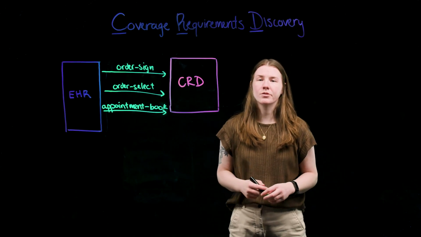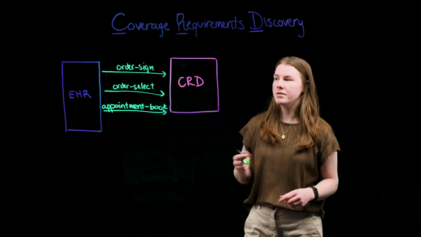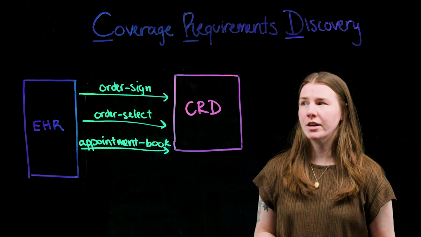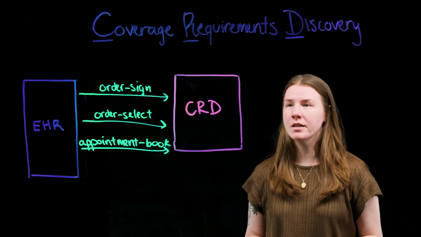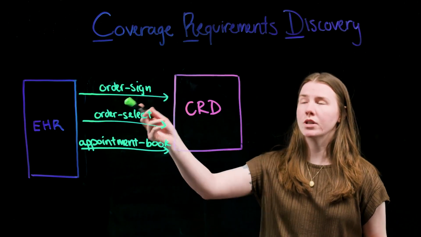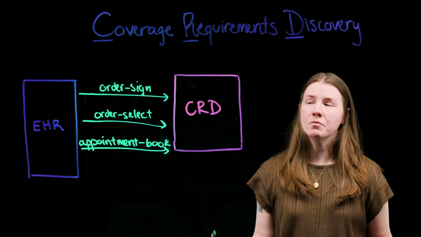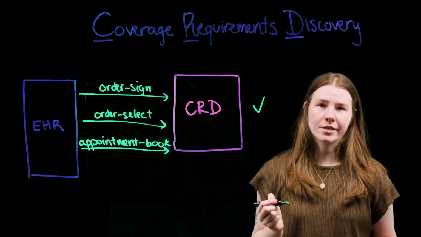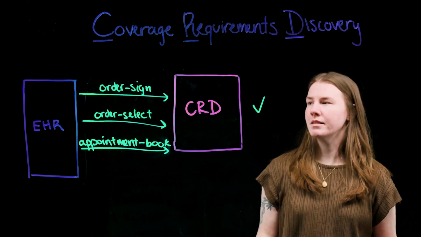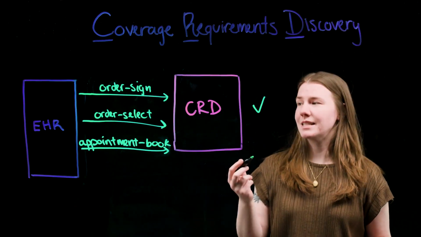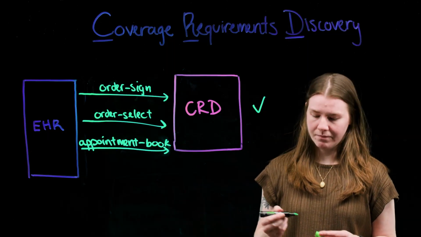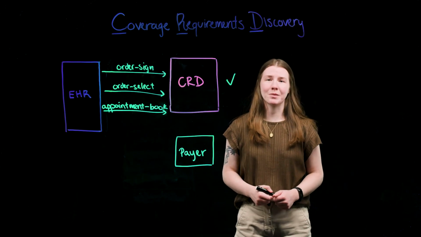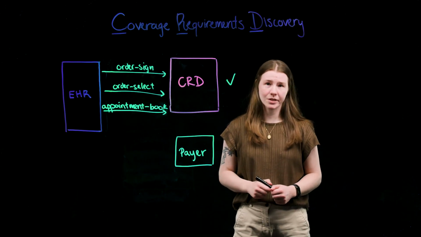CRD is accessed through CDS hooks like order sign, order select, and appointment book. For example, if a provider is finalizing an MRI order, they might send a CDS hook to order sign. CRD will check with the payer and might determine that prior authorization is required for this request, and it will then send a CDS hook back to the EHR. CRD does not expose standalone FHIR endpoints. It always works through CDS hooks.